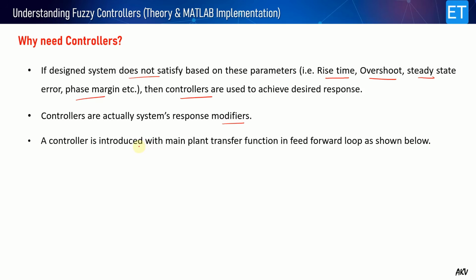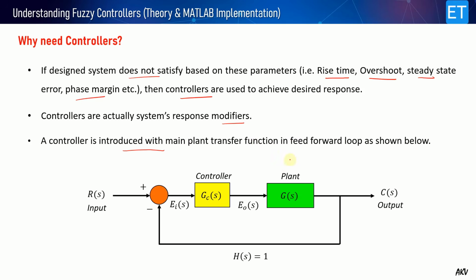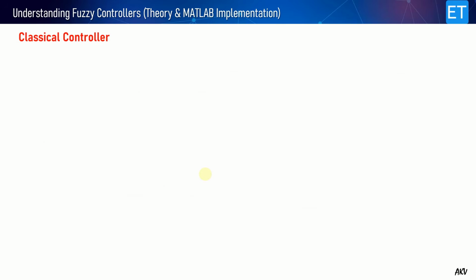A controller is mainly introduced with the main plant transfer function in the feed forward loop as shown below. So this is a plant in a feedback system, and this is the controller. So here the controller is actually modifying the overall system response by relocating the poles at the desired locations by modifying the overall system transfer function.